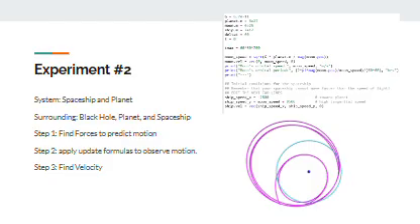Through trial and error, we're able to find a velocity that creates a stable figure-8 orbit around the planet and around the moon. This shows how sensitive orbits can be to even small changes in velocity or direction.